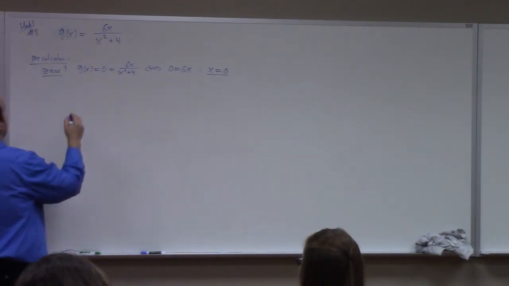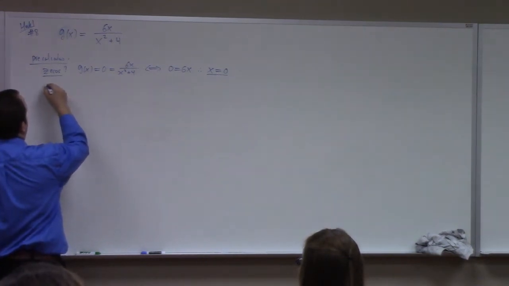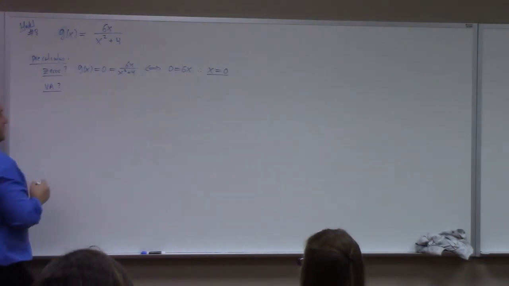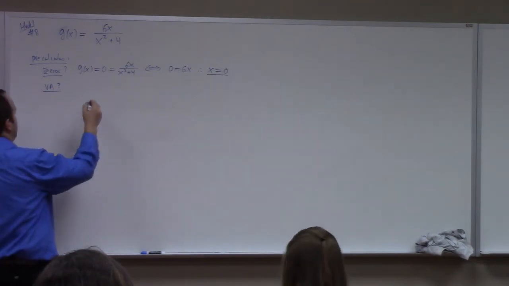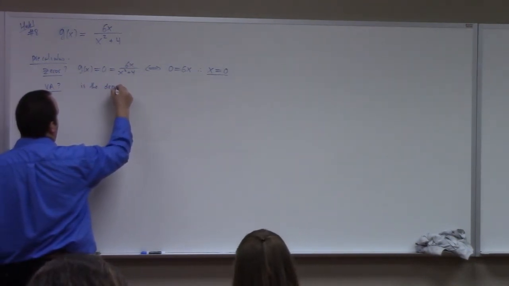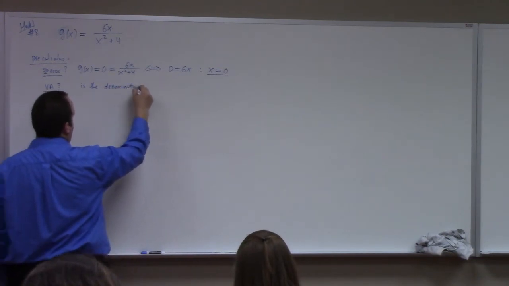Right? Now, how about vertical asymptotes? That's also something we can see from the beginning. That basically is the question, is the denominator ever 0?